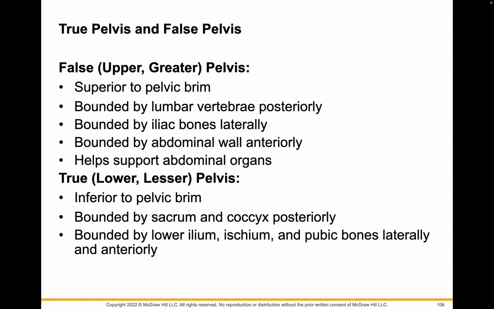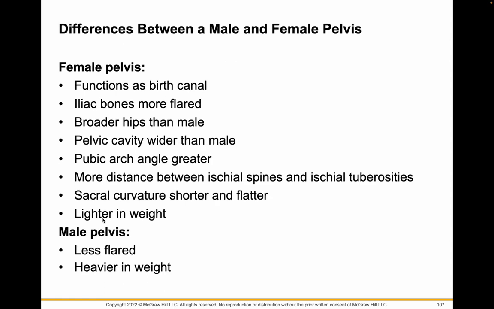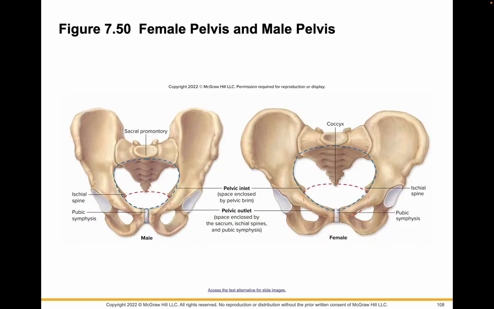And we don't really test on these, but what will be on the test is the difference between the male and the female pelvis. So the female pelvis is important because it functions as the birth canal, and so it has to be more broad. The bones are more flared. The pelvic cavity is much wider. The pubic arch angle is greater. There's more distance in there, and it's lighter in weight, where males are less flared and heavier in weight.